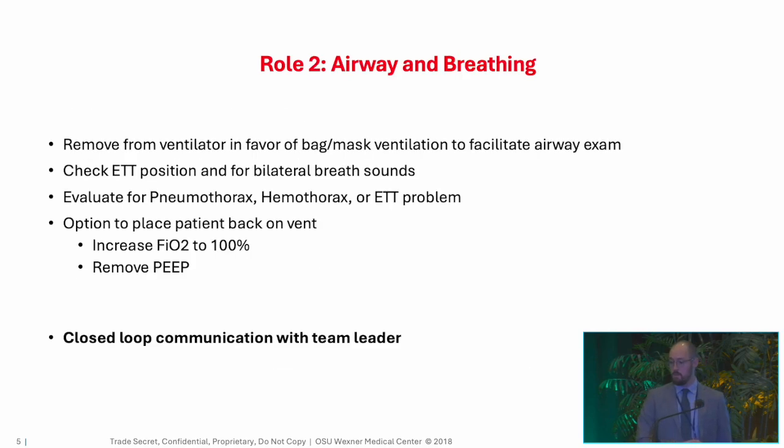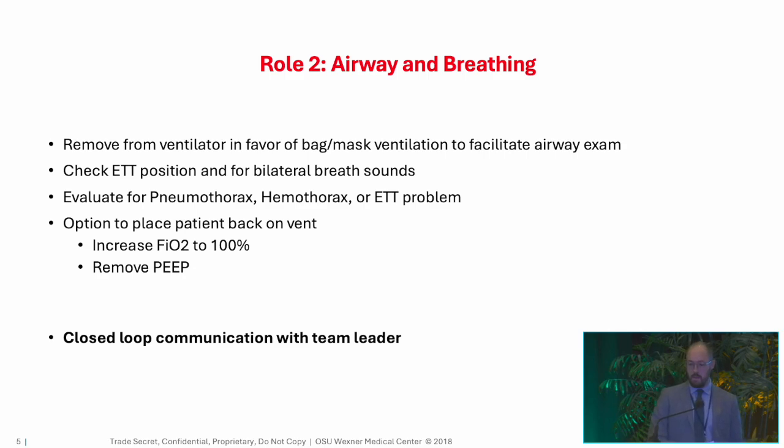Okay, role 2 is the airway and breathing person. Pretty similar to what you would do if you're the airway management person in an ACLS algorithm, with a couple of important differences. So you remove the person from the ventilator in favor of bag mask ventilation. And of course, the point of that is to do an accurate assessment of the endotracheal tube. You want to determine whether the ET tube is the cause of the arrest in the first place, right? So feeling for compliance, all those things.